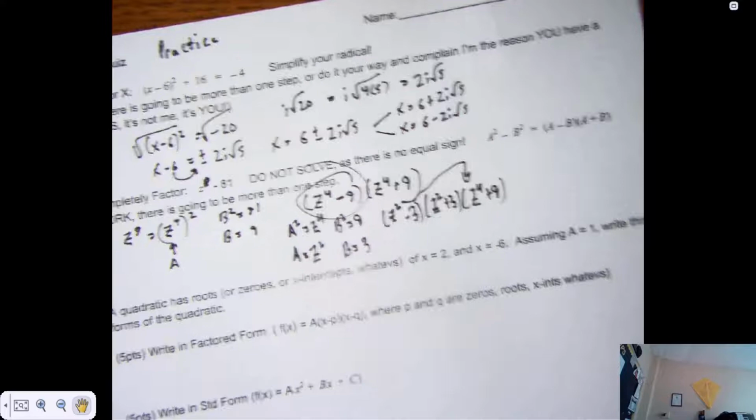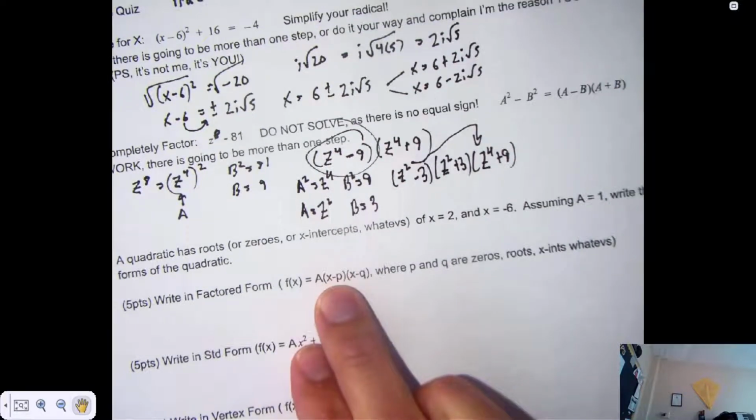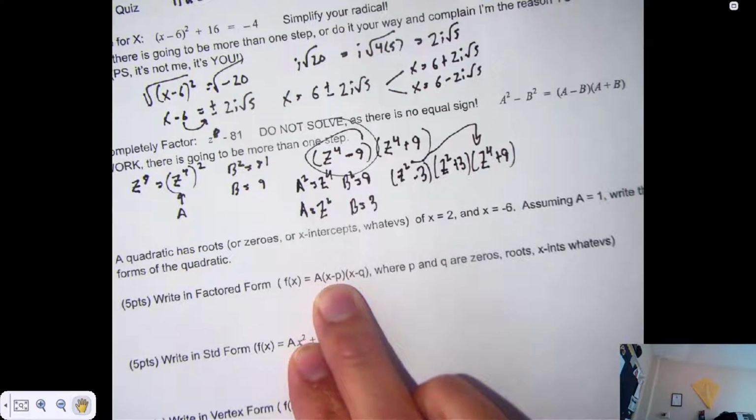All right, number 3, a quadratic has roots, which are also known as zeros, which are also known as x-intercepts, whatever you feel like calling them, okay? Of x equals 2 and x equals negative 6, assuming that a is 1, write the following forms of the quadratic. First step is to write it in factored form, and I gave you factored form. I even tell you what P and Q are. What are P and Q? The zeros, the roots, the x-intercepts, whatever, okay?